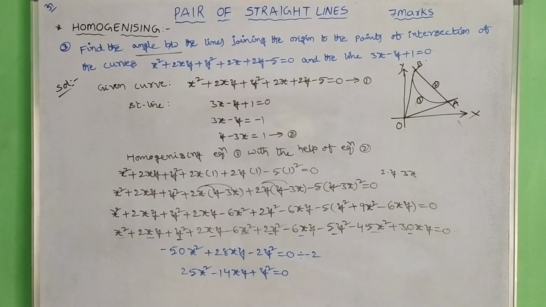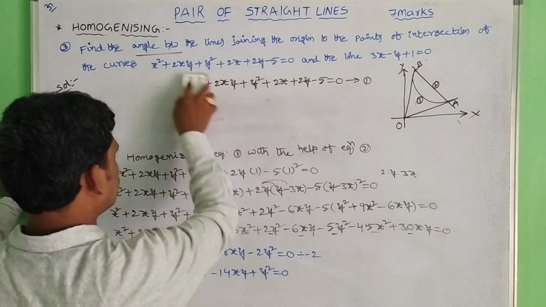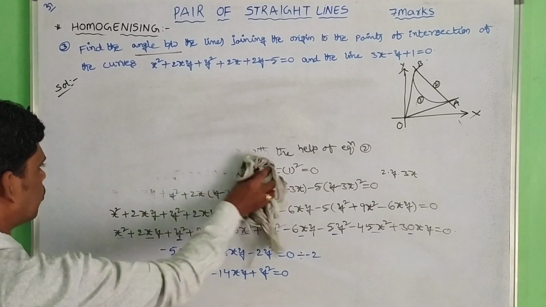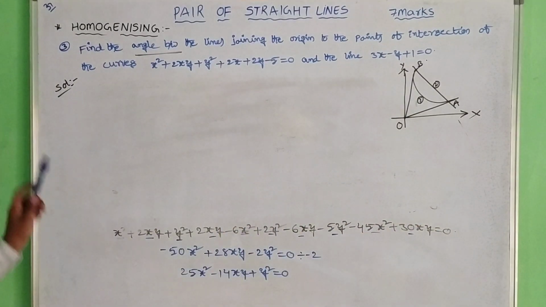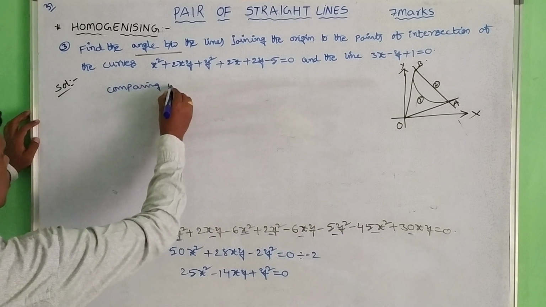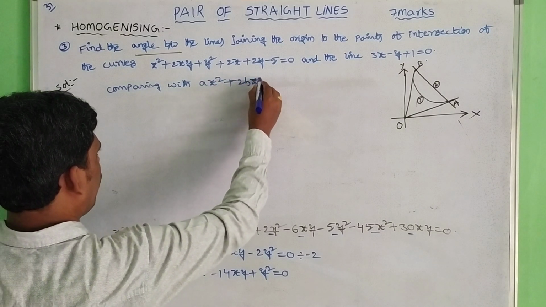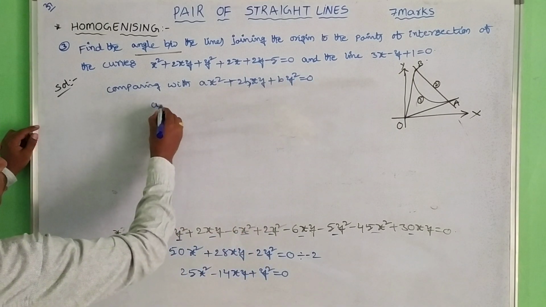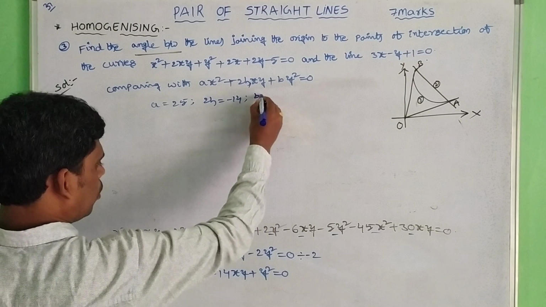This is a pair of straight lines equation. Comparing with the pair of straight lines ax square plus 2hxy plus by square equal to 0, here a equals 25, 2h equals minus 14, b equals 1.